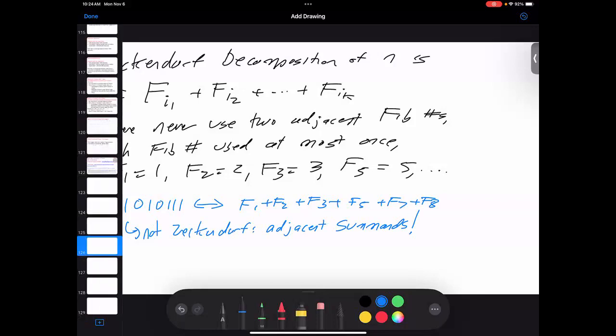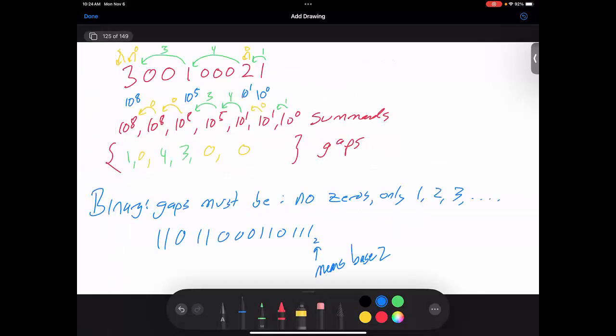If you go back, could 1, 1, 0, 1, 1, 0, 0, 0, 1, 1, 0, 1, 1, 1 be a Zeckendorf decomposition? If I read this as F1 plus F2 plus F3 plus F5 plus F6 and so on, could this be a Zeckendorf decomposition? No. Why not? Because you're using adjacent summands. How do you know you're using adjacent summands though?